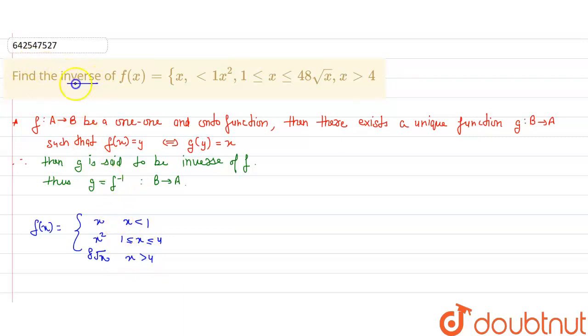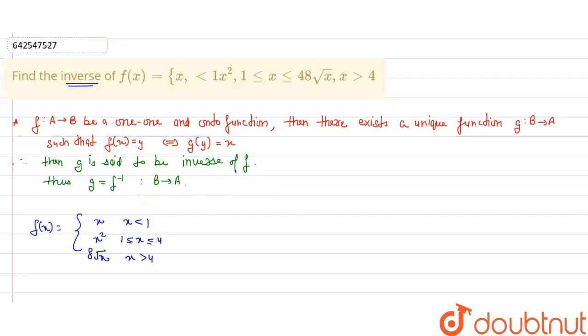Now we have to find the inverse. What is the meaning of inverse? When a function from A to B, where A is the domain and B is the range, is a one-one and onto function, then there exists a unique function g from B to A such that f(x) equals y and g(y) equals x. Then g is said to be the inverse of f.